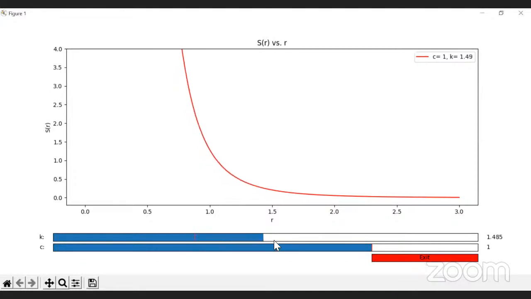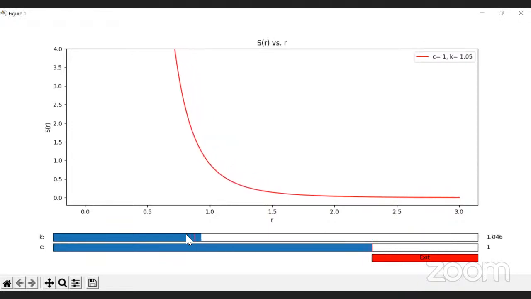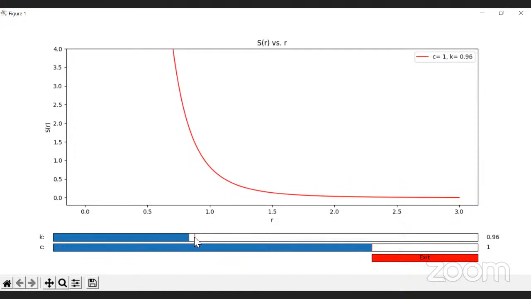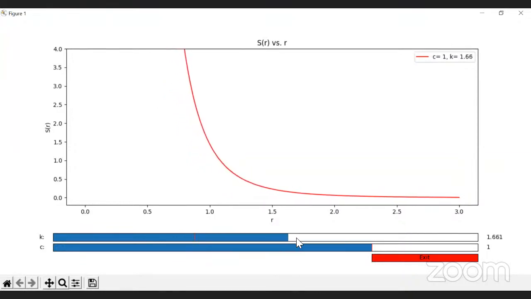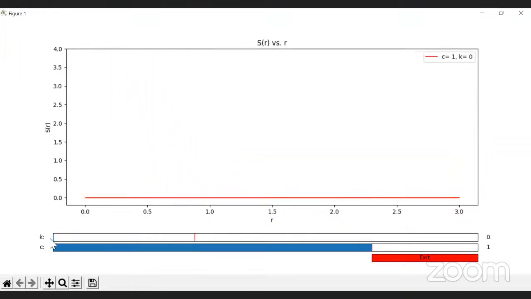If I change the value of K, the S versus R plot remains of the same nature, that is the decreasing anisotropy with R, but the saturation is being attained for larger values of R with increasing value of K. You can see it here. Also, if K becomes 0, you can see the graph becomes of 0 value. That is, there is no anisotropy at 0 value for K.